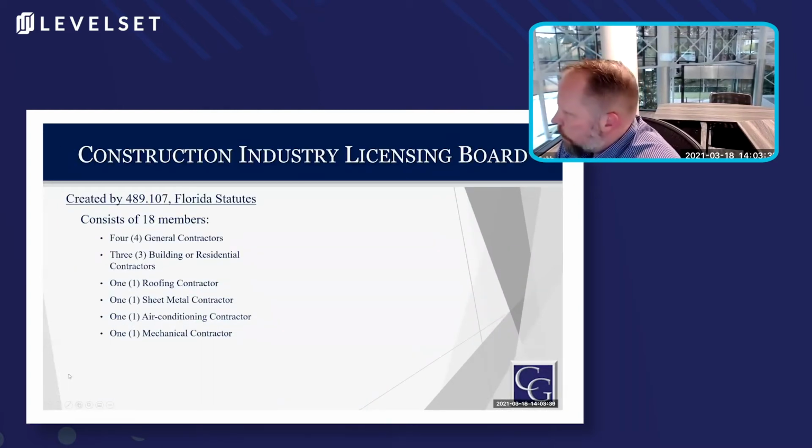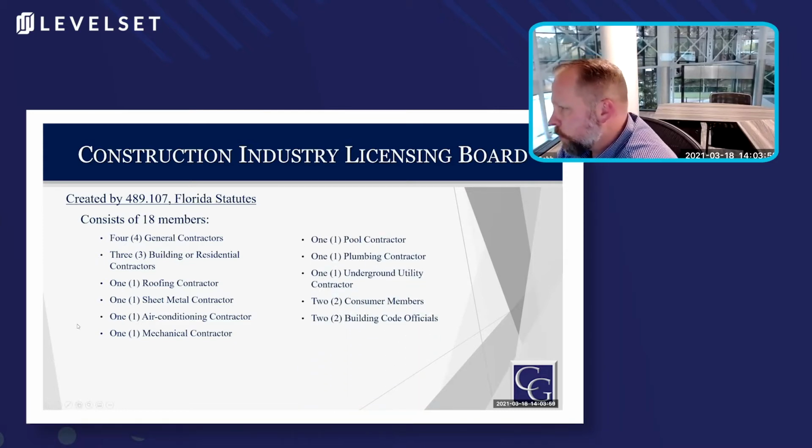The makeup of the board is important to understand because it is Florida's largest professional board, and it has 18 members. And the members are statutorily broken down into subcategories. So there are 4 general contractors, 3 building or residential, a roofing, sheet metal, air conditioning, mechanical, pool, plumbing, underground utility, 2 consumer members, and 2 building code officials. Consumer members are non-contractors who are appointed by the board. I served as the Division II consumer member when I was serving on the board. And so the consumer members effectively act as the voice of the consuming public.